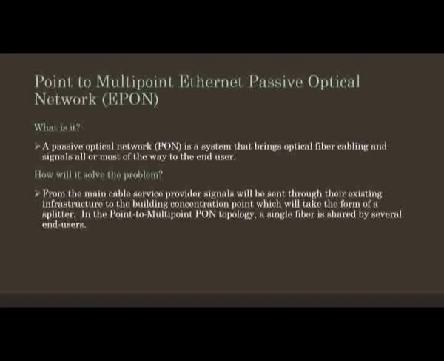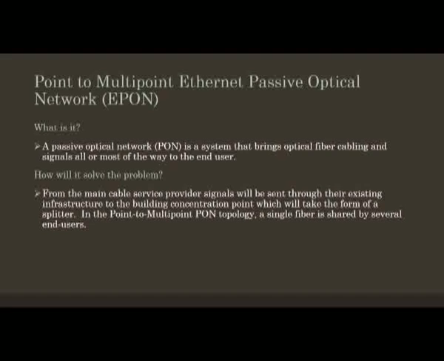Point-to-multipoint Ethernet passive optical network, EPON. What is it? A passive optical network is a system that brings optical fiber cabling and signals all or most of the way to the end user.